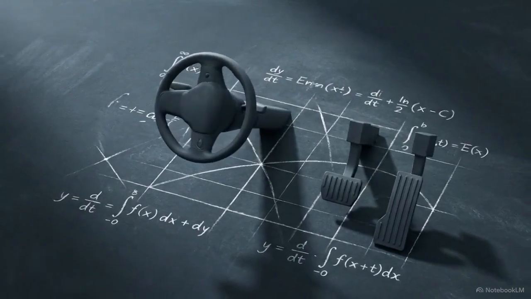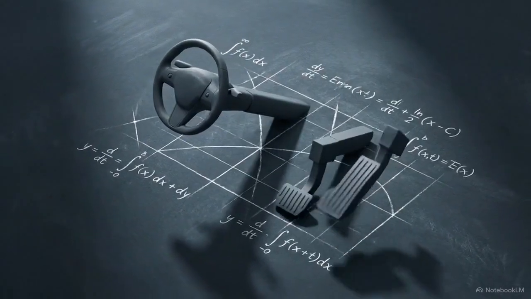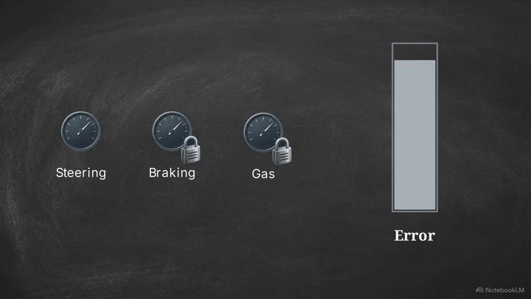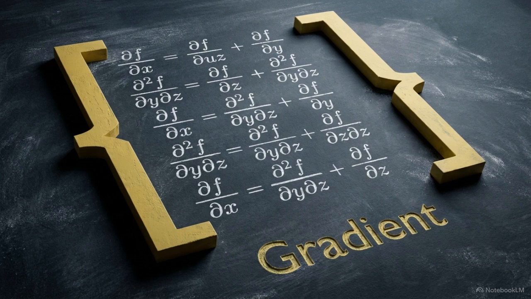Because a car has multiple variables, steering, braking, acceleration, we need a way to test them individually. A partial derivative acts as a compass. It tells the car how the error changes if we tweak just the steering wheel by 1 degree, while keeping the brakes and gas perfectly constant. When we group all of those individual partial derivatives together into a single vector, we get the gradient.